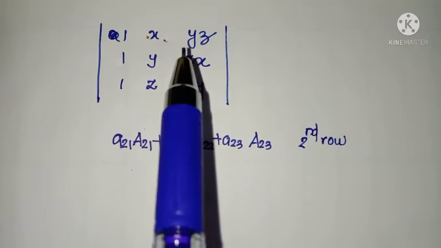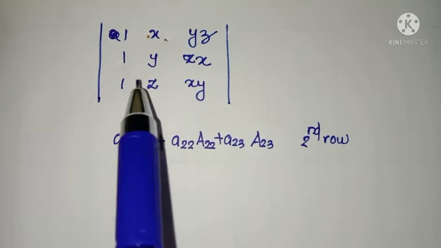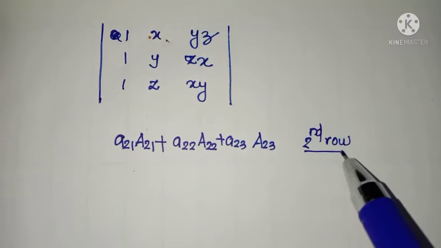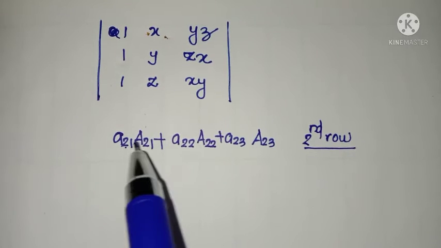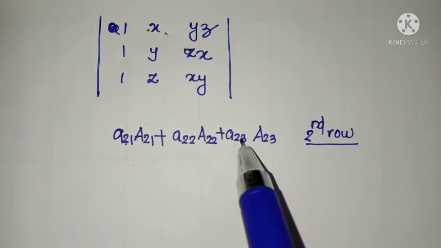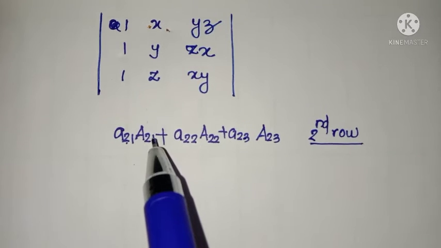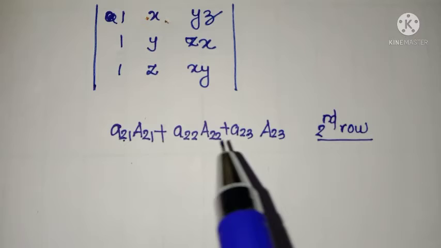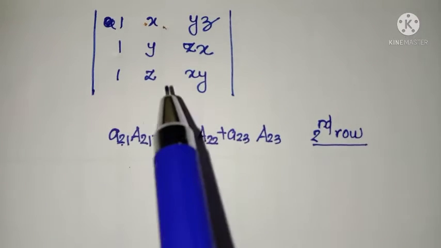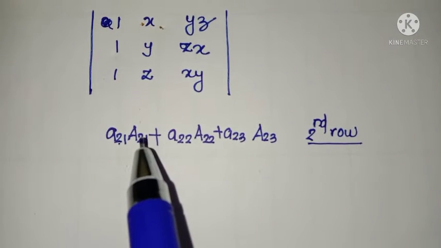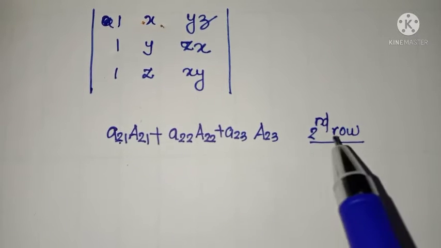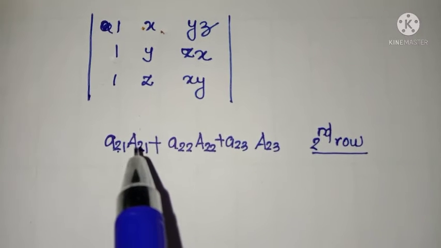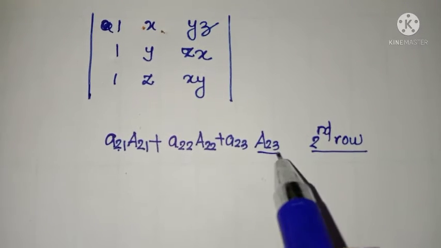For example, to find the determinant of these values or entries, I am considering the second row. Listen, the second row elements are a21, a22, a23 and their corresponding cofactors are capital A21, capital A22, capital A23. So I am going to find this determinant using the cofactors of elements of the second row. Okay. So we want to find A21, A22, A23.